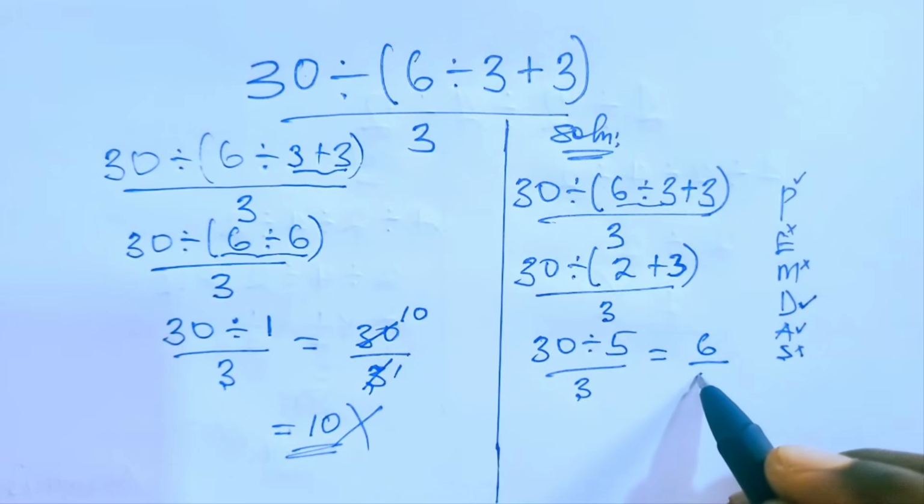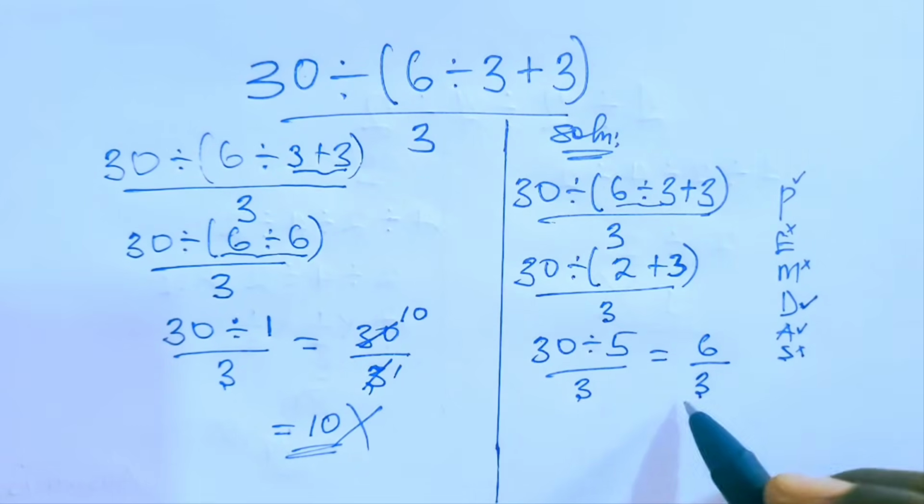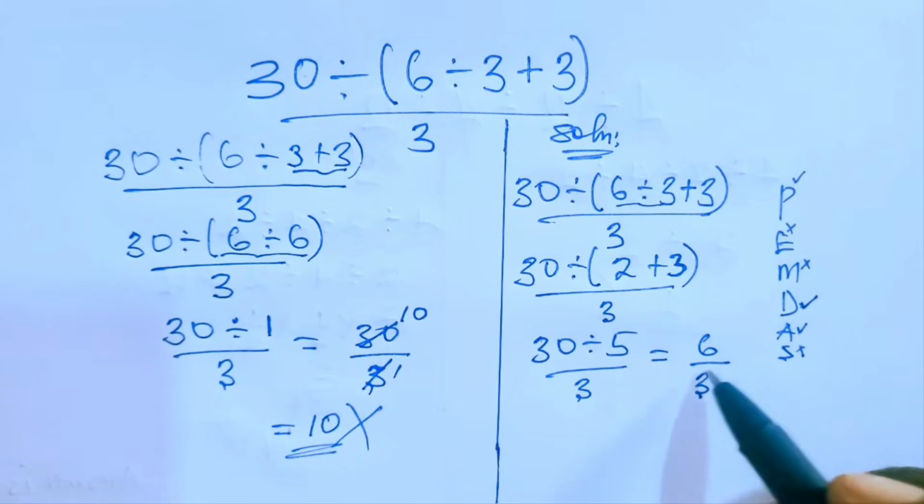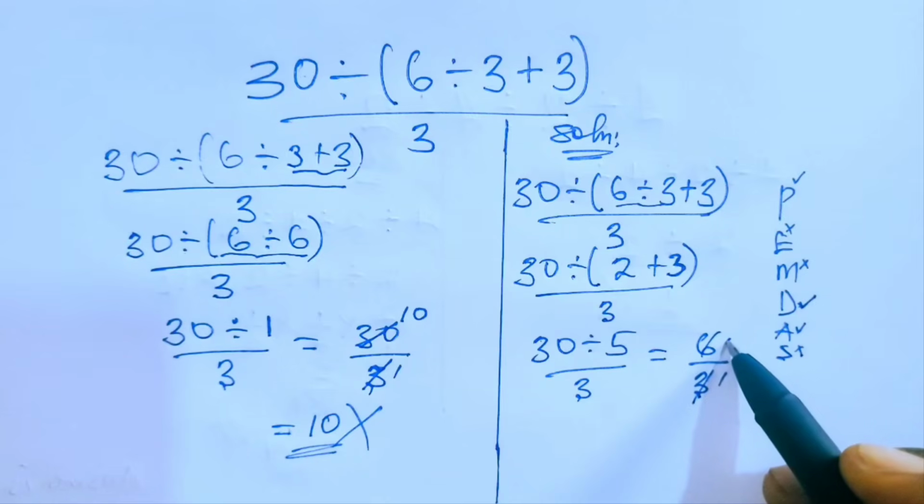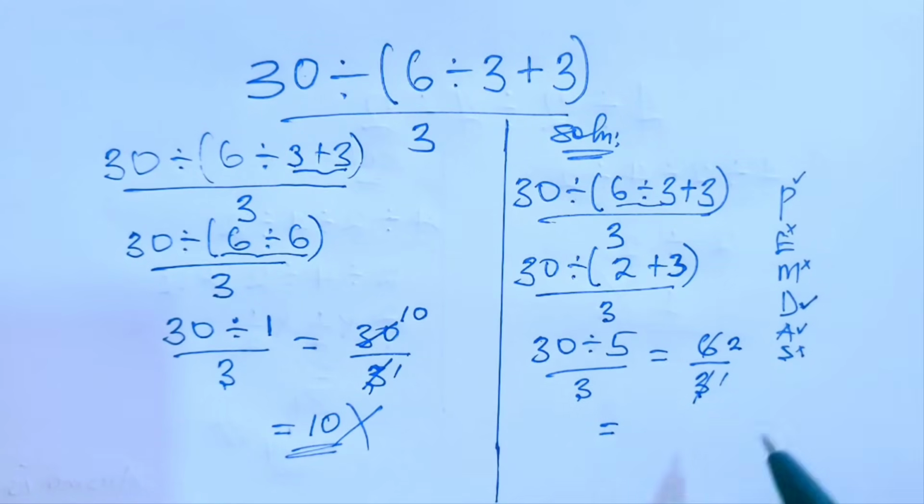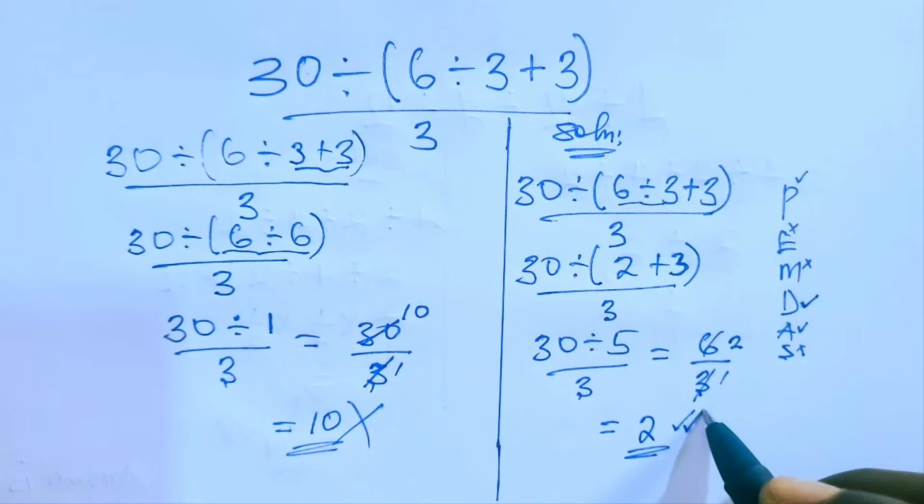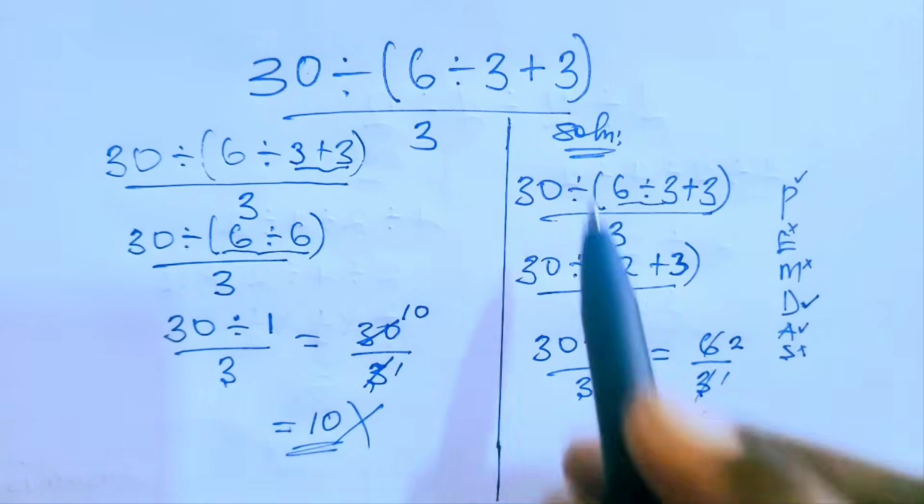Then all over 3. And here, this is a division again. We have 3 into 6, that is 2. Therefore, the correct answer here equals 2. And this is the right answer to this given expression.